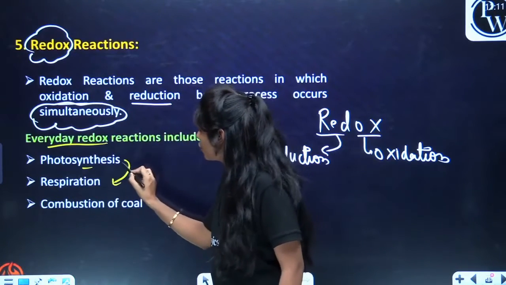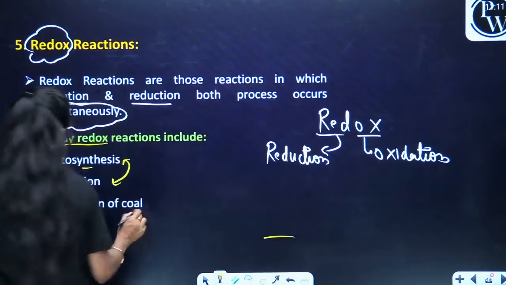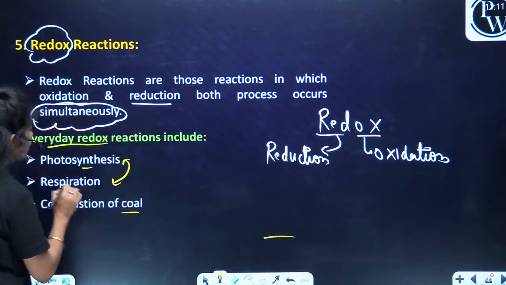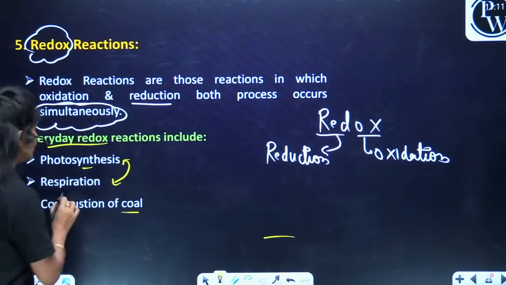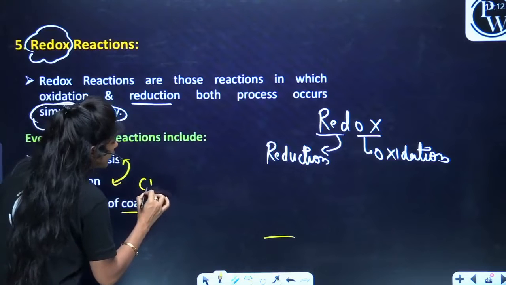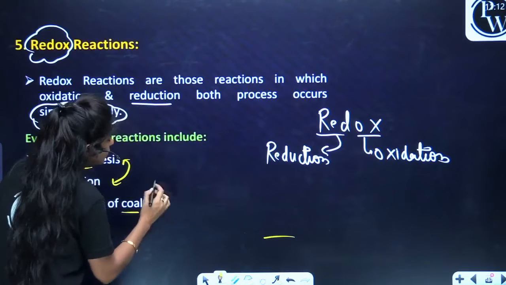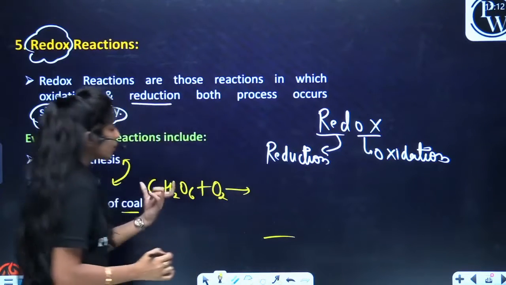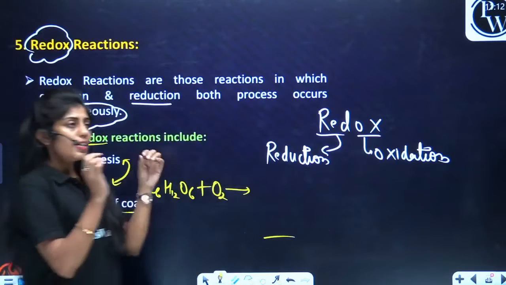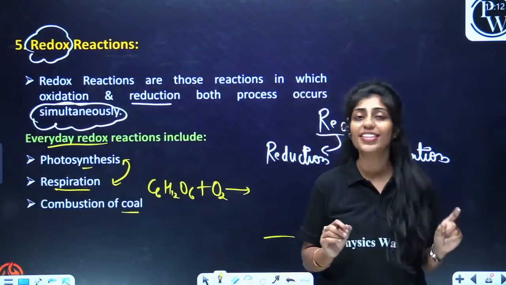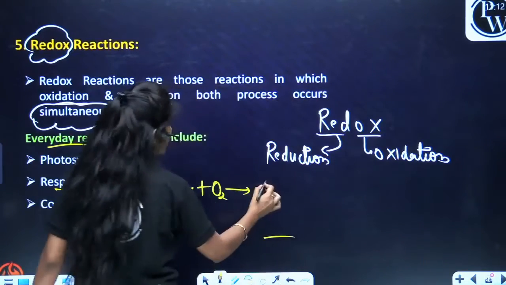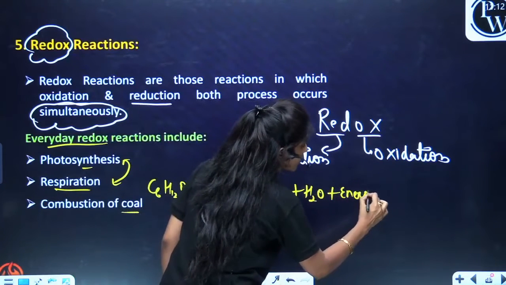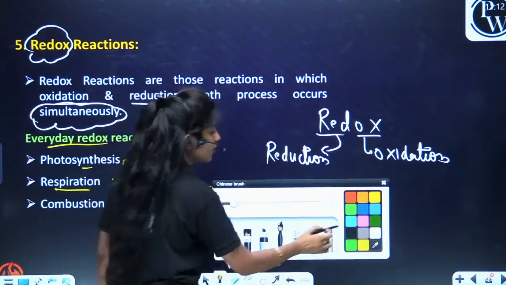Now, everyday redox reactions include respiration and photosynthesis. These are the reverse of each other, right? Combustion of coal is also a redox reaction. So, photosynthesis and respiration are reverse to each other. How can we say that? In respiration, glucose, C6H12O6, combines with oxygen that is present in your body cells. It forms CO2 and H2O with evolution of energy. That is what we call respiration, right?